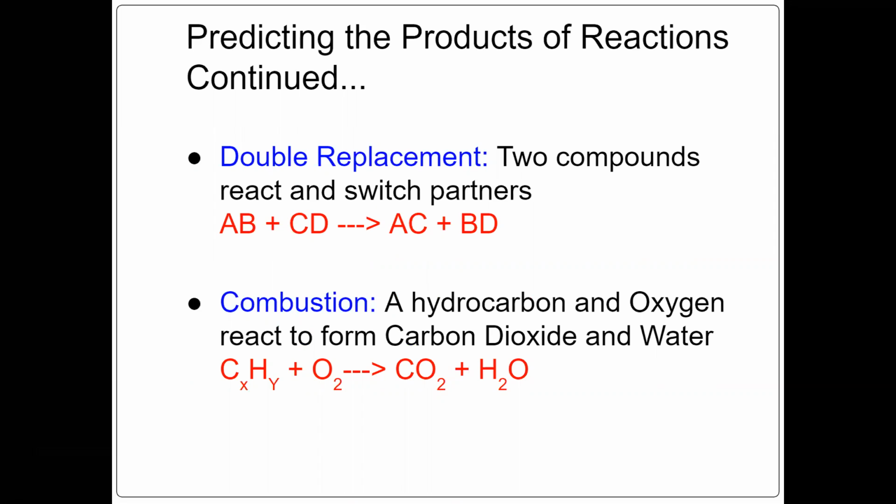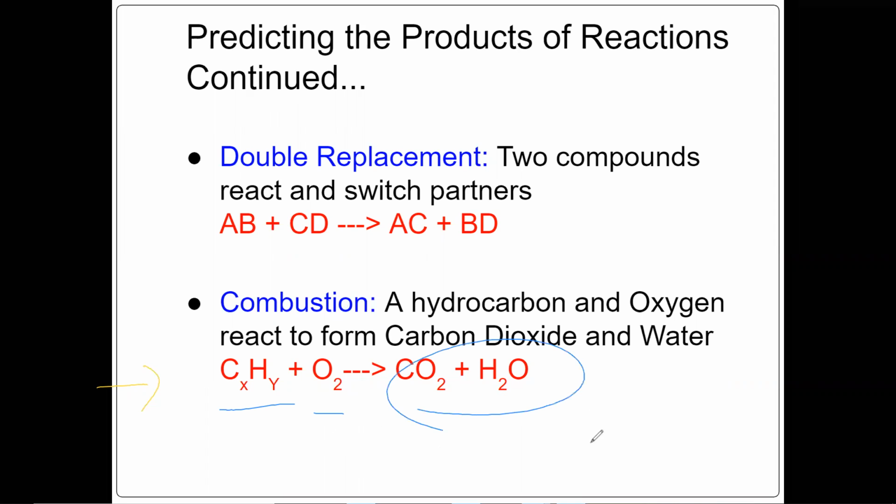The confusing one with the pattern is probably combustion, but I promise this is actually the easiest one to predict, because you're always going to have that hydrocarbon and oxygen in your reactants. So every time you see a hydrocarbon and oxygen, you should know automatically that these two things are going to be your products. So combustion looks a little weird pattern-wise, but I promise you it's the easier one to recognize.